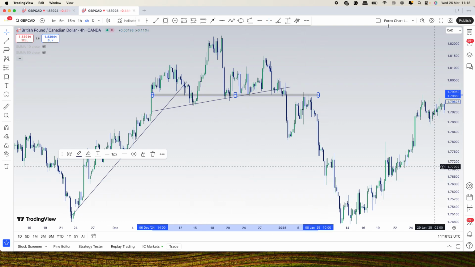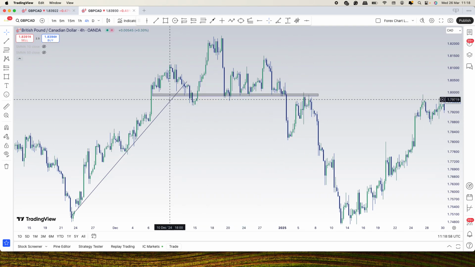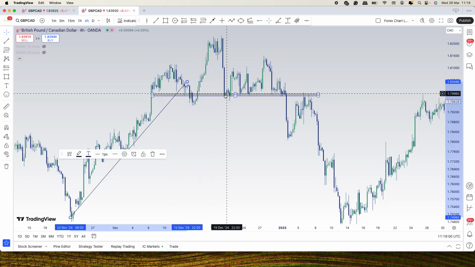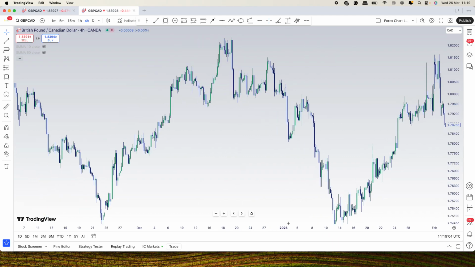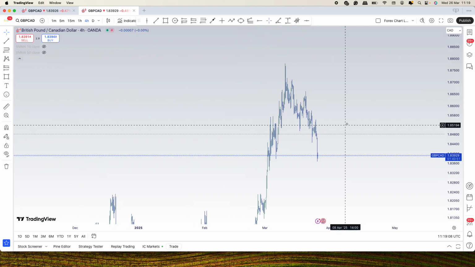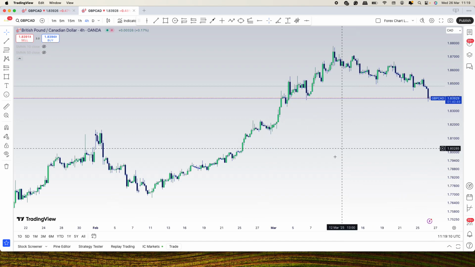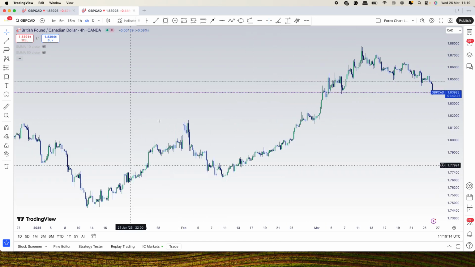So that's one way to be able to spot a good entry. And the reason I'm showing you this on Great British Pound CAD is, and we'll do it on some longs as well, but the reason I'm showing you on Great British Pound Canadian Dollar is because we've also had it again recently, and this is another trade that I was looking at.